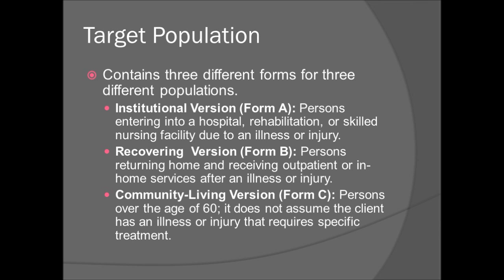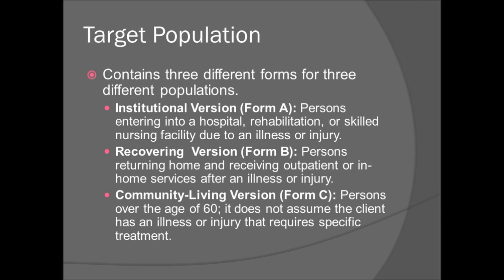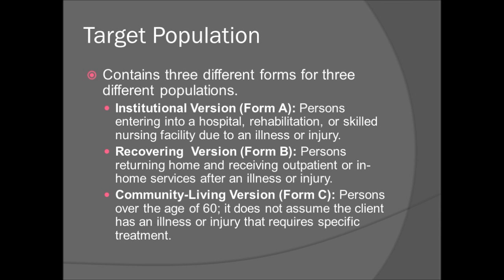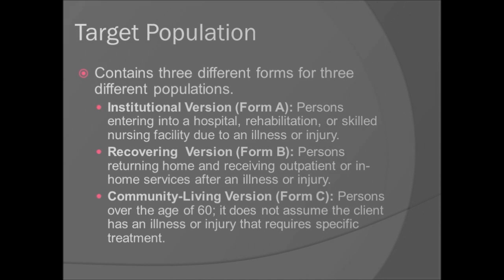First is the institutional version, which is Form A. This can be used with persons entering into a hospital, rehabilitation, or skilled nursing facility due to an illness or injury. Recovering version, Form B, is for persons returning home and receiving outpatient or in-home services after an illness or injury. The third form is the community living version, or Form C. This is for persons over the age of 60. It does not assume the client has an illness or injury that requires specific treatment.